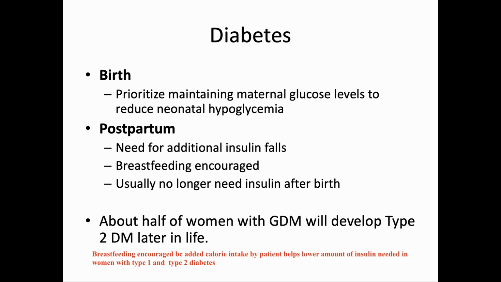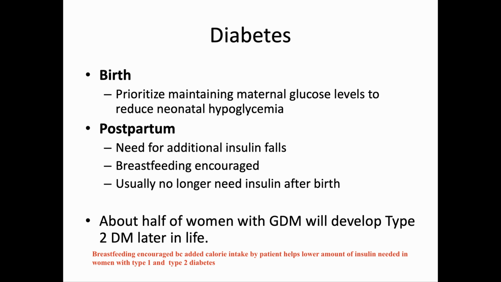Once she's postpartum, right? So gestational diabetes, once you're not pregnant anymore, it's gone, right? So it's different than preeclampsia where we still have to watch them for a period of time. Generally, as soon as that baby is born, you are not diabetic anymore, right? So the need for insulin is going to fall. Breastfeeding is encouraged. Usually, if you were on insulin during pregnancy, you don't need it anymore. We'll check while she's in the hospital, but for the most part, it's done. Half of women who have gestational diabetes are going to go on to develop type 2 later on.